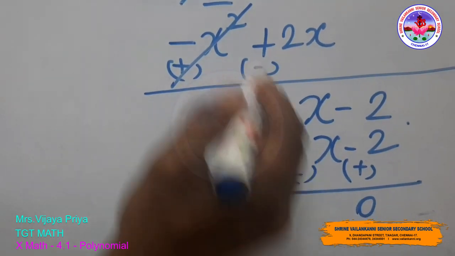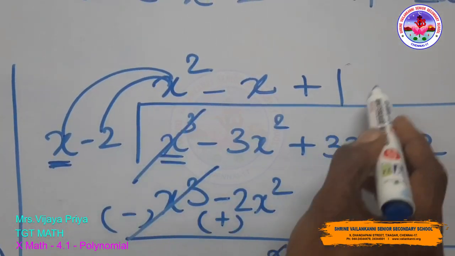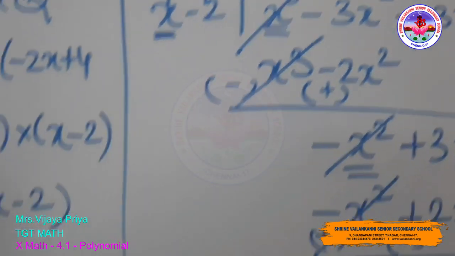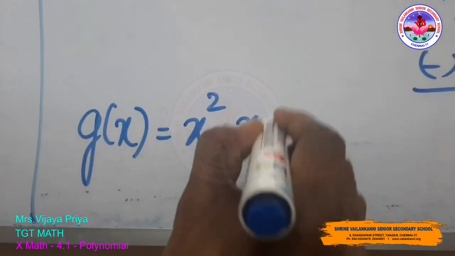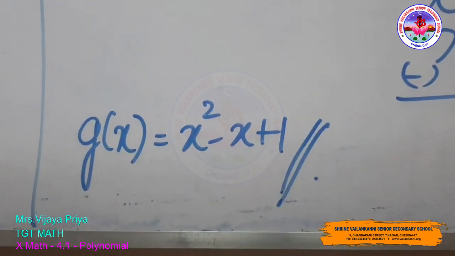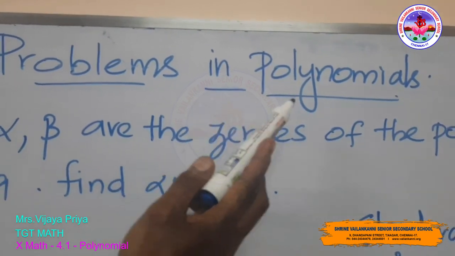So the quotient x squared minus x plus 1 will be my g of x. Thus I got g of x is equal to x squared minus x plus 1. We are going to see the problems related to alpha beta in polynomials.